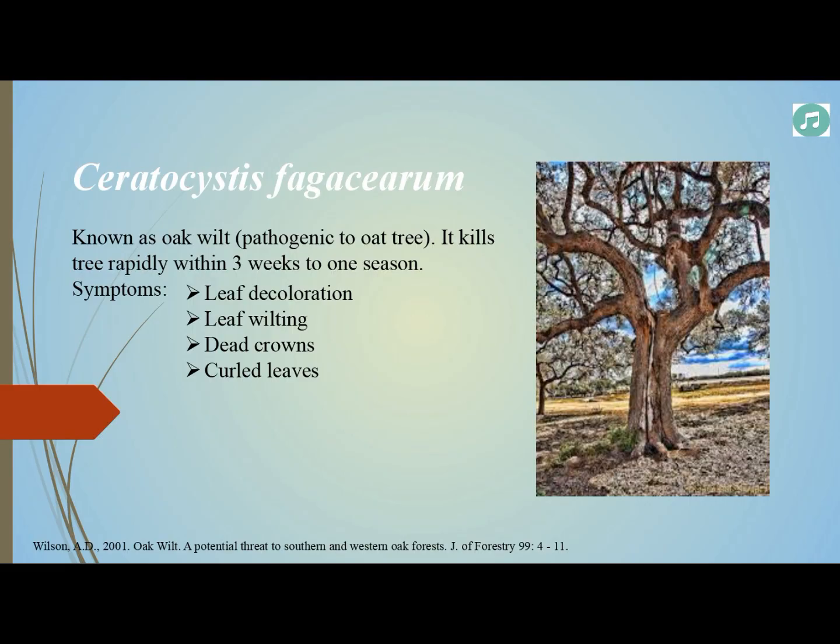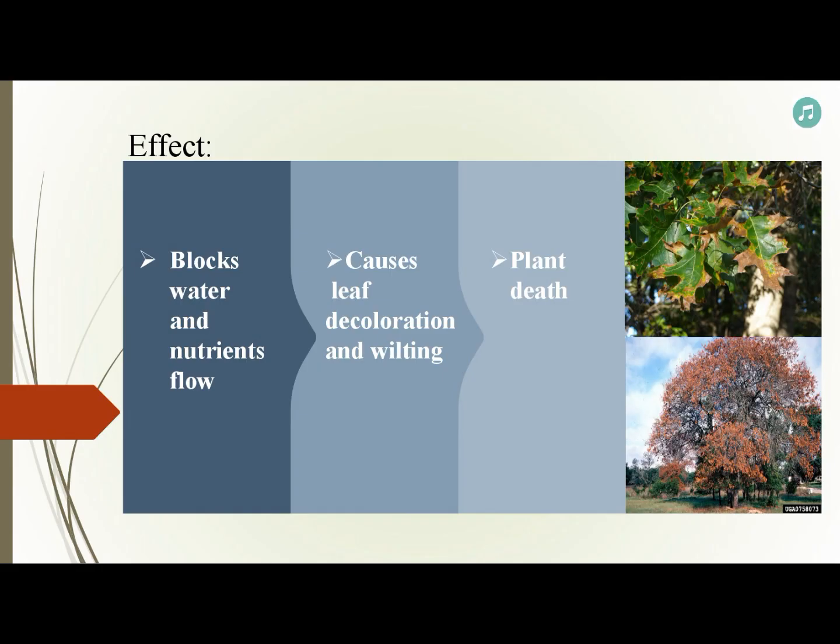Next, Ceratocystis fagacearum, which is also known as oak wilt. The symptoms are leaf discoloration, leaf wilting, dead crowns, which is the upper part of the tree, and also curved leaves. These are the effects. It blocks water and nutrient flow, it causes leaf discoloration and wilting, and slowly causes plant death.